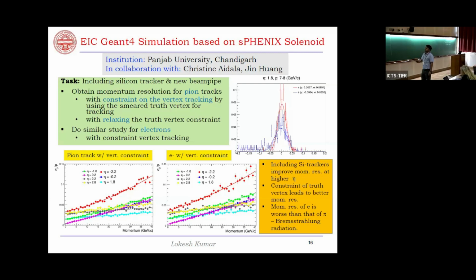And the task was to include a silicon tracker and new beam pipe to obtain momentum resolution for pion and electrons for different conditions. And the plot here shows the momentum resolution for pions and electrons for a given eta and momentum. The lower plot shows the resolution as a function of momentum for pion, and this is for electron track.